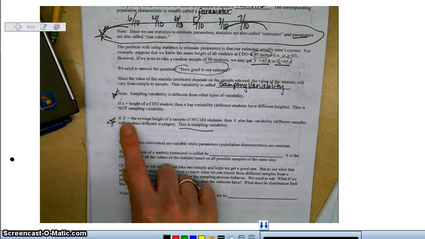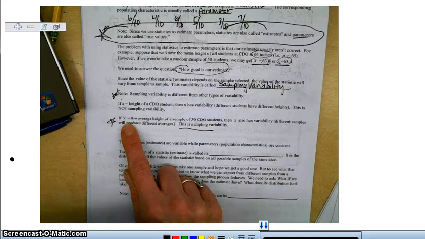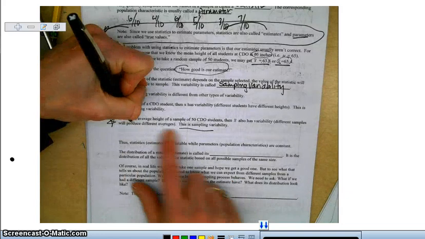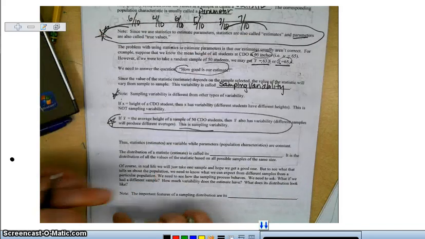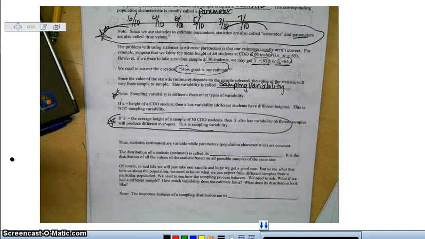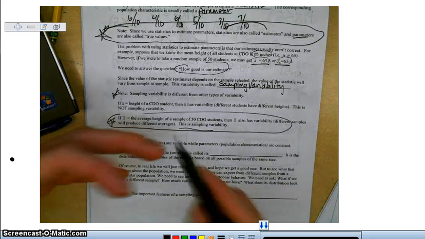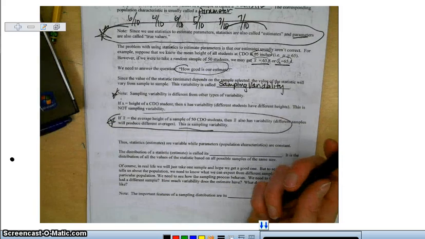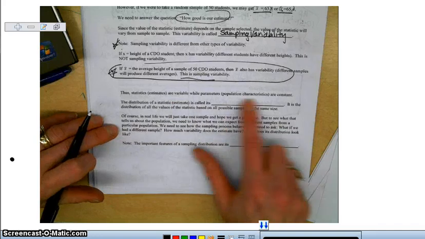No. But I got those averages by taking samples of size what? How many people did I pull up here at once? 3. So I took samples of size 3 and found an average height. This is sampling variability, where you take different samples. It's like if I sent each of you out to get a survey of 10 different people, and you'd come back with different averages. 6 out of 10 said they had a driver's license. That's sampling variability. So statistics or estimates are variable while parameters are constant.